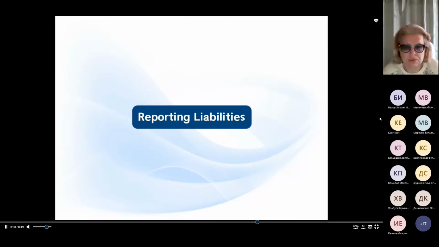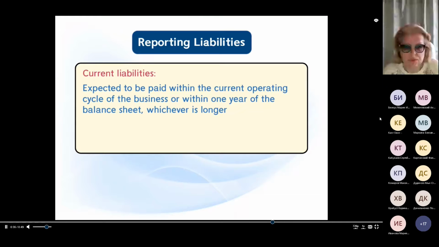There are two types of liabilities. Current liabilities are expected to be paid with current assets within the current operating cycle of the business or within 1 year of the balance sheet date, whichever is longer. Non-current liabilities include all other liabilities.